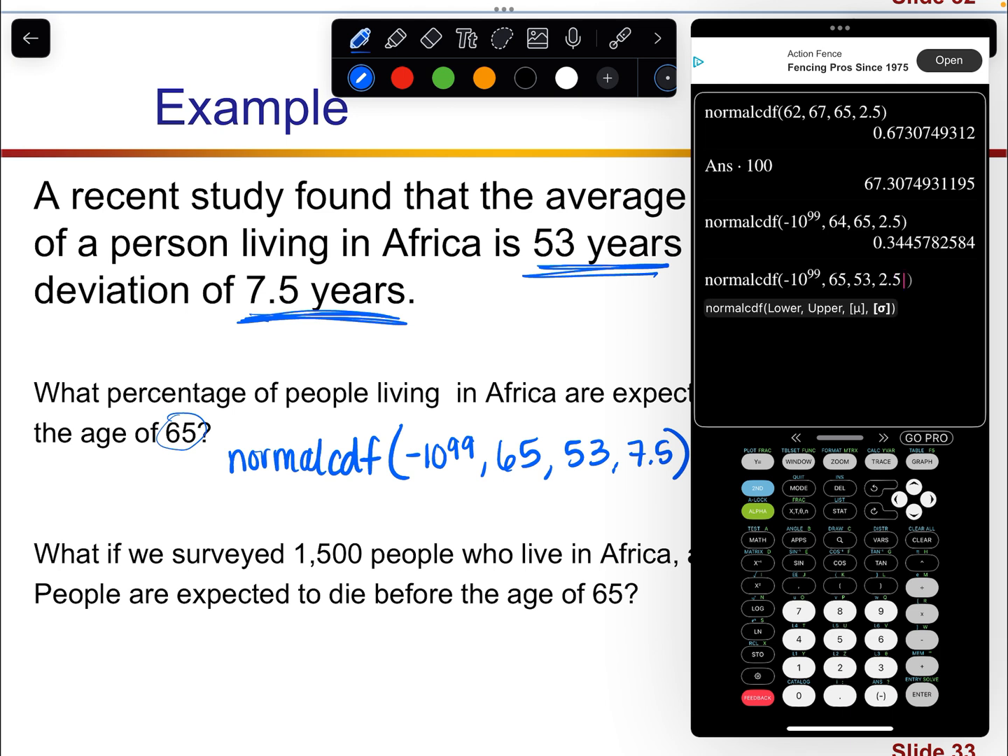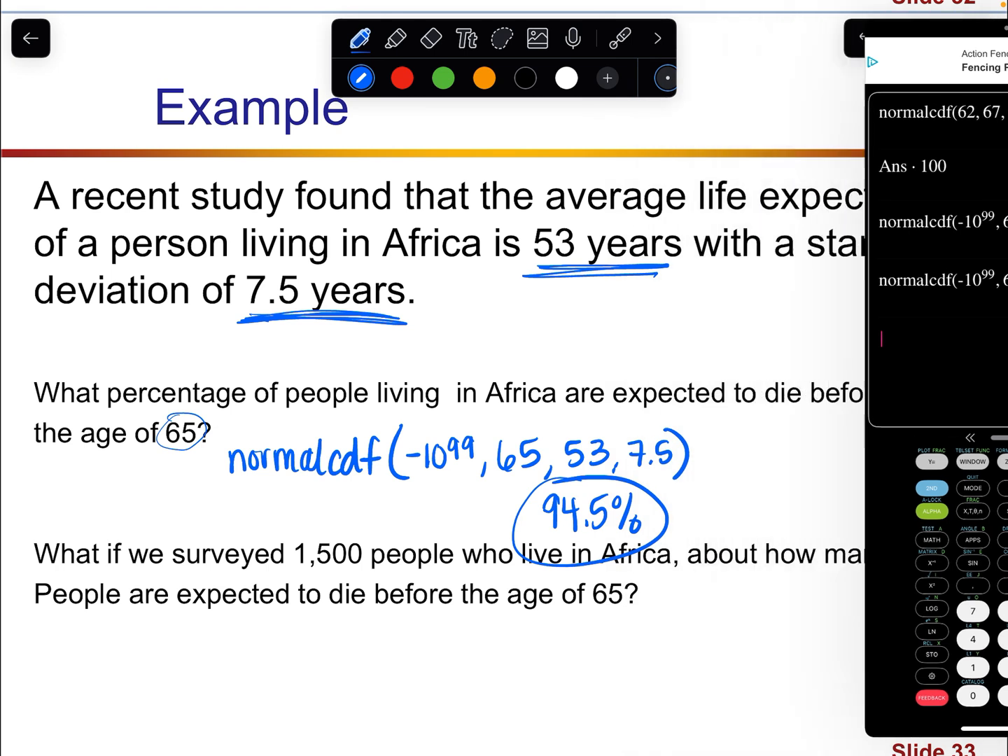$53 for my mean, and 7.5 for my standard deviation. So that's why I get an answer of 94.5%, right? It's a very high percentage of people that are going to die and not live past the age of 65 with the data that we're given.